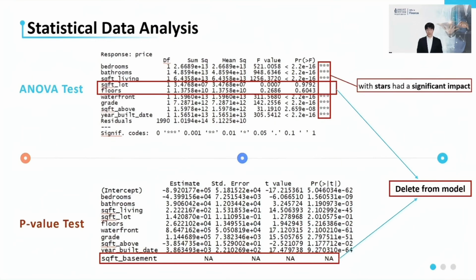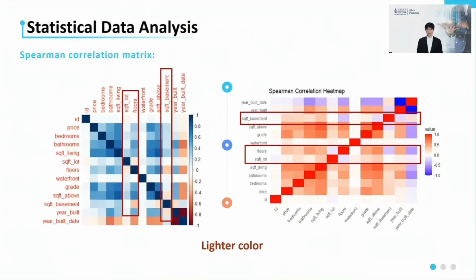I then conducted an ANOVA test and the p-value test. According to the ANOVA test result, we can see that the independent variables with stars have a significant impact on the house pricing. Through these two tests, I deleted 3 independent variables with relatively low correlation with the house pricing from the model. I also built a correlation matrix to test the correlation between the independent variables. It also indicated that the deleted 3 variables have low correlation with the other variables.